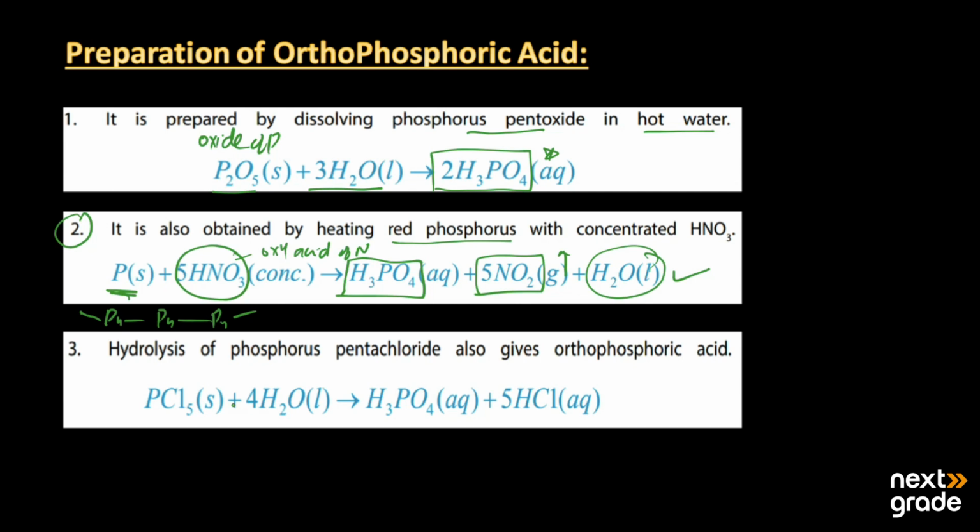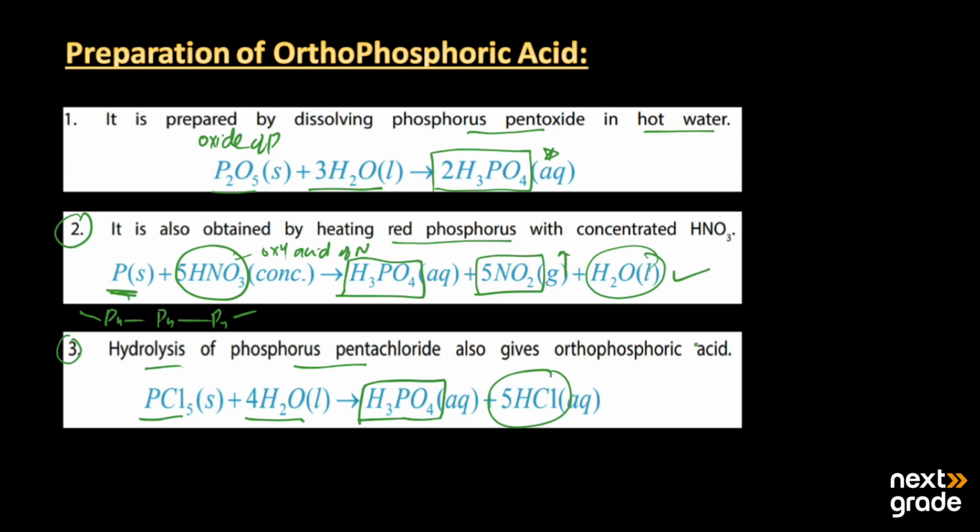The third method for the preparation of orthophosphoric acid is the hydrolysis of phosphorus pentachloride. It contains five chlorine atoms, and upon its hydrolysis with water it produces phosphoric acid as H3PO4, along with hydrochloric acid as HCl. So these are the three main methods for the preparation of orthophosphoric acid.